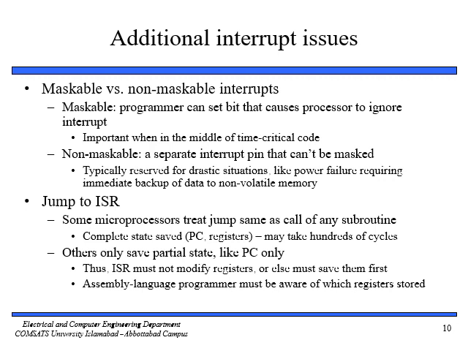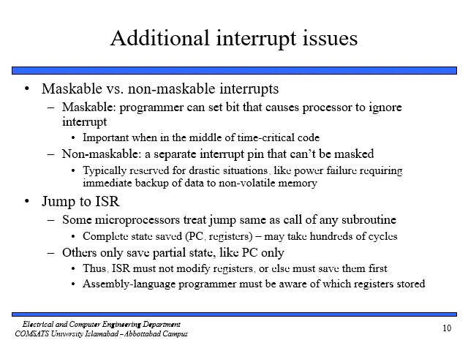Non-maskable is used for drastic situations like power failure. We need to generate some interrupt, for immediate backup of data to non-volatile memory. So in maskable, we basically ignore the interrupt. In non-maskable, we have a pin that cannot be masked. So we use non-maskable for emergency situations like when power has failed. So we need to back up all the data to non-volatile memory.